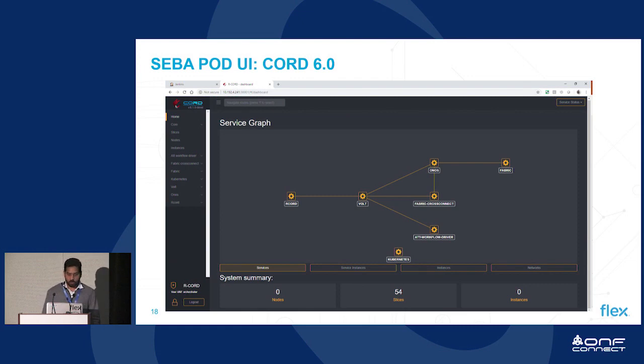Now, once you have a CORD pod deployed, this is what you would get: the SEBA pod UI, which shows all the services which are instantiated, or the service graph.